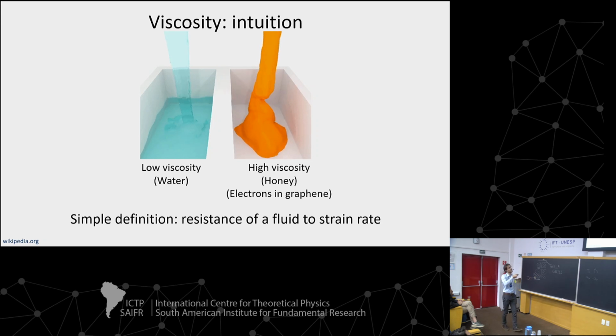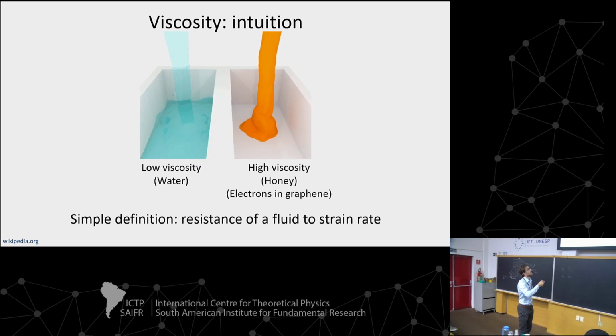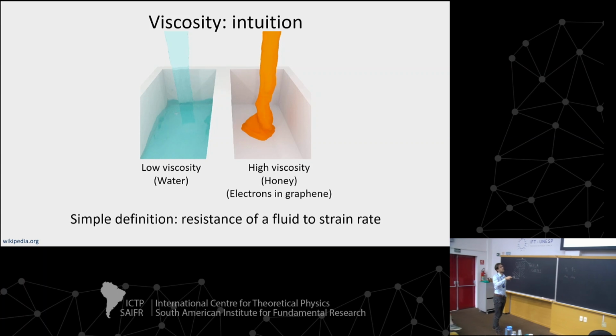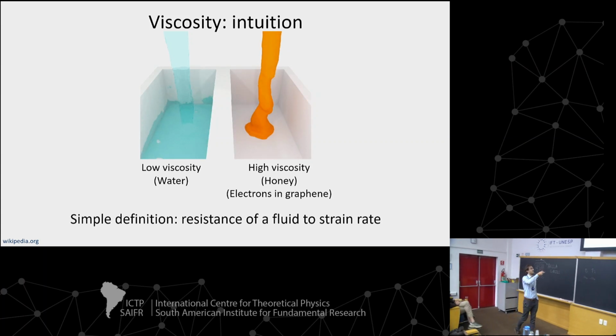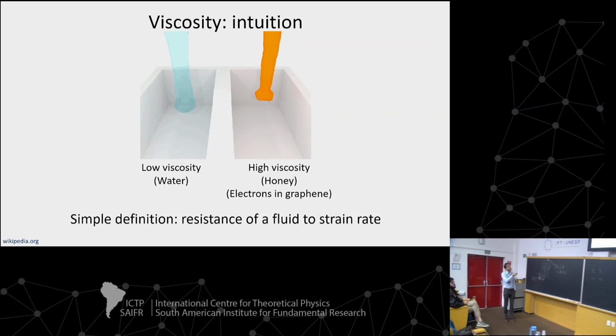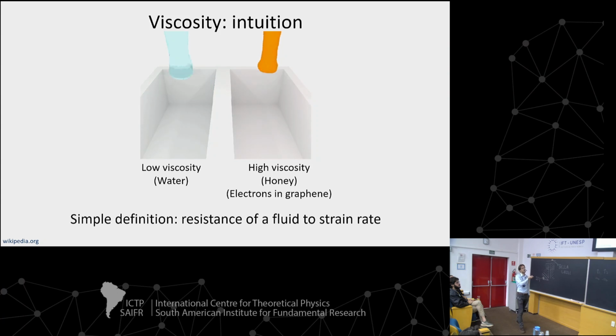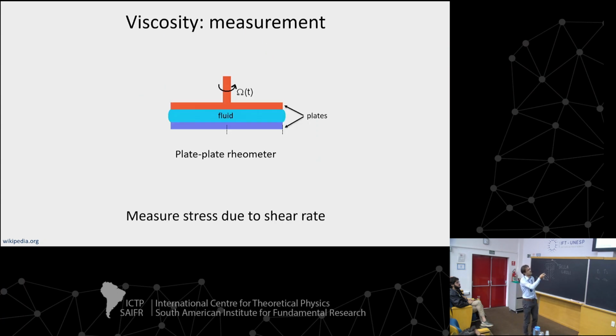So intuitively, viscosity is a resistance to some sort of strain rate. You pour a fluid into a container, right? It will quickly adopt the container shape if you're at low viscosity, but slowly if you're at high viscosity. In particular, honey turns out to have a viscosity around the same as electrons in graphene, which is the analogy I like. One thing that again tells you is that the fluid is described by just a few numbers, right? And those numbers you can measure.